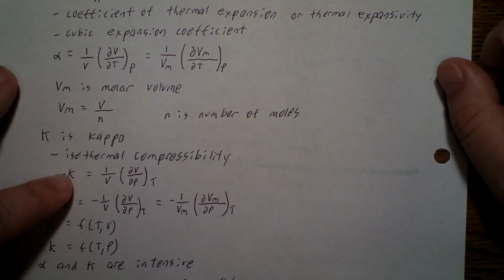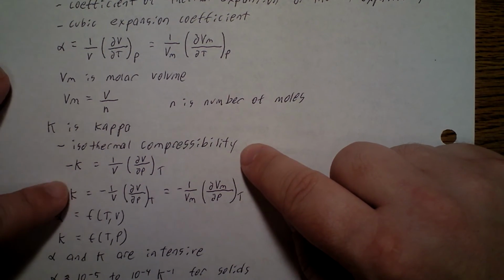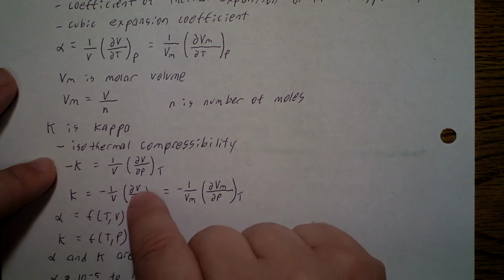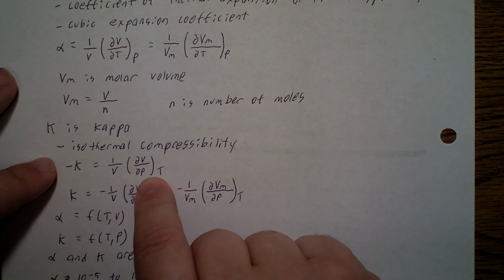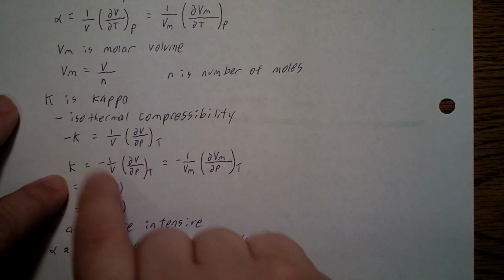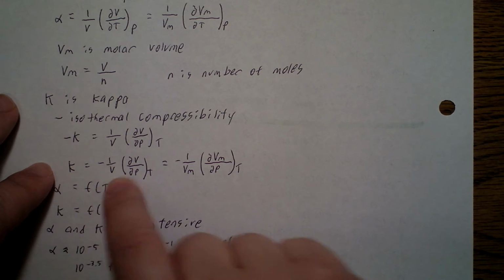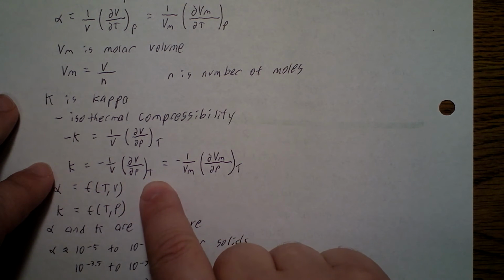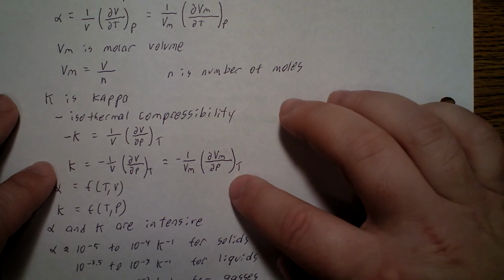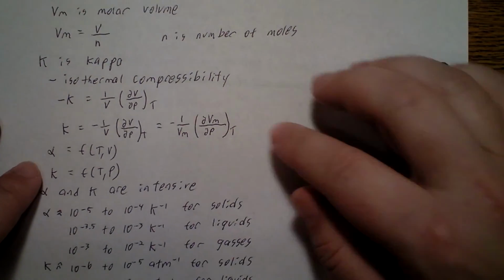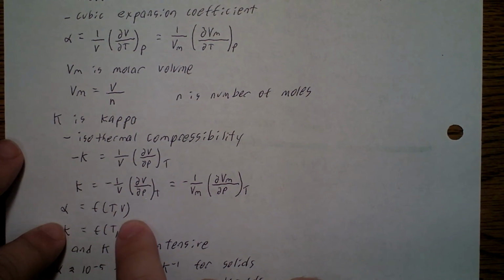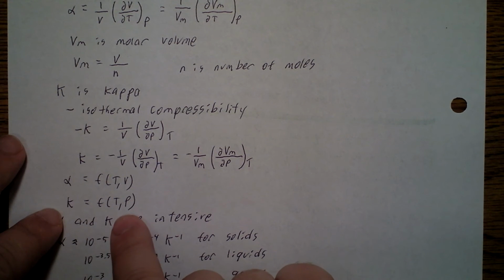Now this is supposed to be a kappa, not a K. Hopefully we can keep track of the difference somehow. Kappa means isothermal compressibility. Now we're defining minus kappa equal to 1 over volume times the partial derivative of volume with respect to pressure holding temperature constant. Now kappa is equal to, like I said, we would just move the minus sign over here. So kappa is equal to minus 1 over volume times the partial derivative of volume with respect to pressure holding temperature constant. And that is equal to minus 1 over the molar volume times the partial derivative of molar volume with respect to pressure holding temperature constant. Because of these equations, alpha is a function of temperature and pressure, and kappa is a function of temperature and pressure.